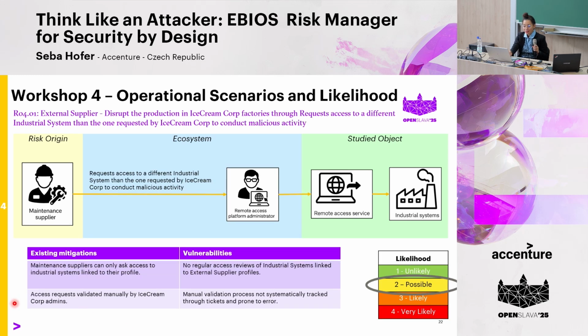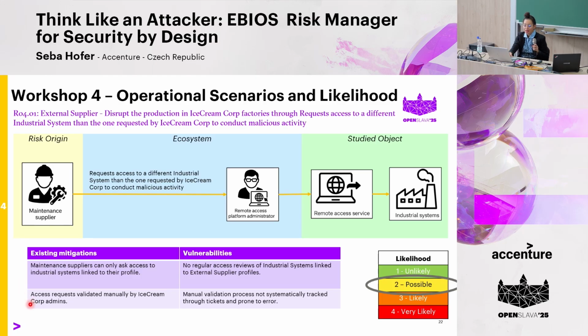And the last one that we're going to study is the maintenance supplier that's going to request access to a different industrial system than the one he should go to. Here, the existing mitigation is that Ice Cream Corp has thought it through. They pre-mapped the suppliers with the industrial systems. These suppliers have some expertise and can only intervene on some kinds of equipment, not the others, so they mapped them. By default, they cannot access everything.